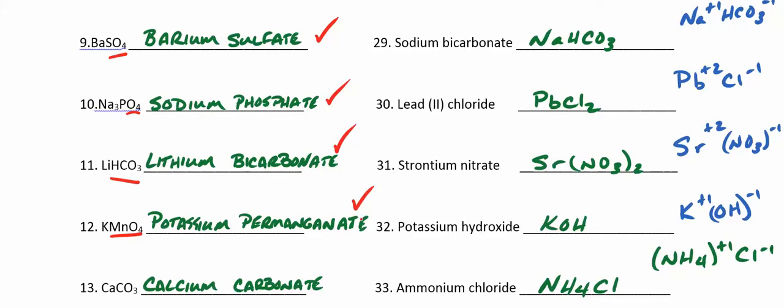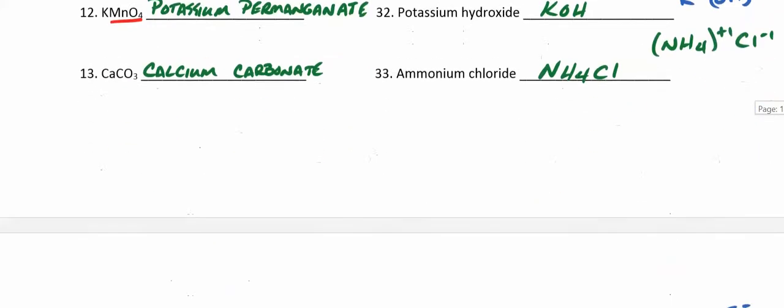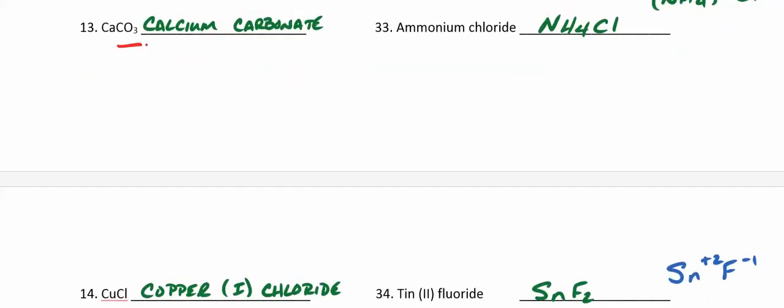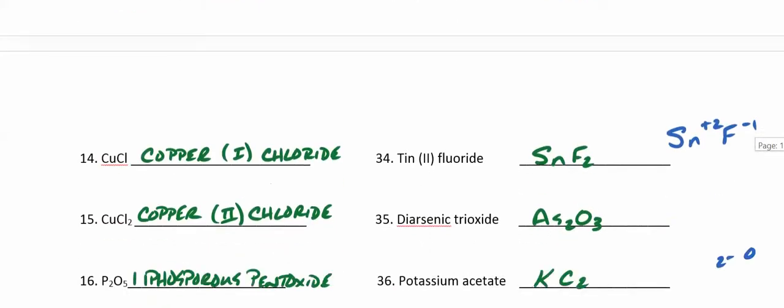Number 13, another polyatomic ion, calcium carbonate. We have CaCO3. Calcium carbonate for number 13, fairly straightforward. Calcium has a charge of +2. Carbonate has a charge of -2. They have to balance, and they do. We call that calcium carbonate, just like that.